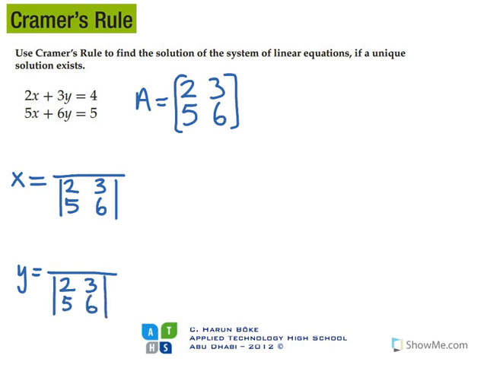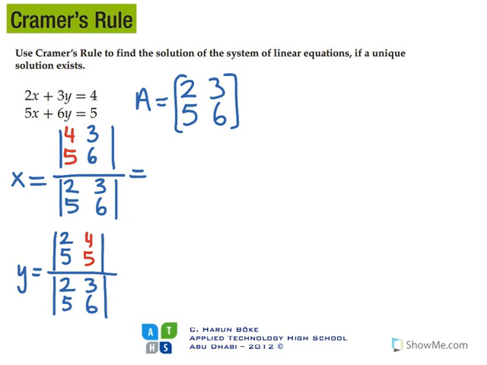Now at the top, for x I'm going to write a determinant changing the first column with the results of the equations, and the second column will be the same. For y, I'm going to write a determinant here which the second column will be the results, 4 and 5. The first column will be the same as the coefficient matrix. So, for x, I change the first column with the results. For y, I change the second column with the results. Then I'm going to calculate those determinants.